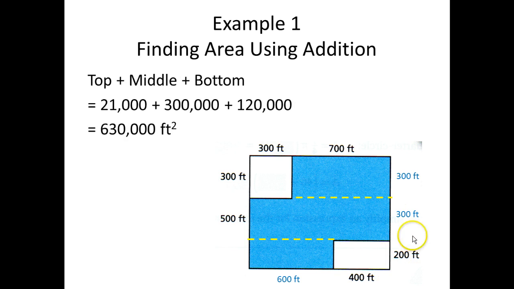So if you do your multiplication, you'll find that when you add up the top plus the middle plus the bottom, you get these numbers here, which ultimately, all three of these rectangles added up, equal the area of the parking lot, so that would be 630,000 square feet.